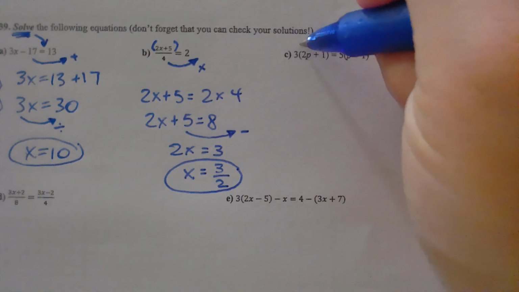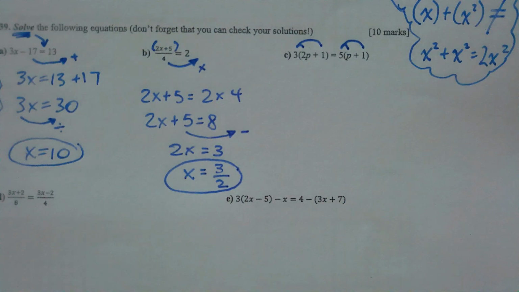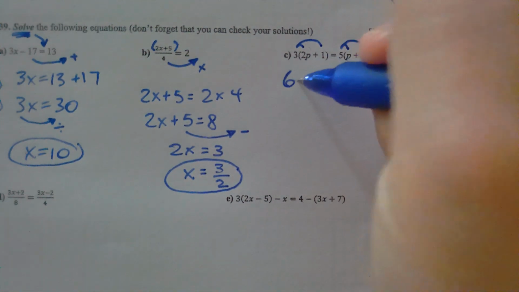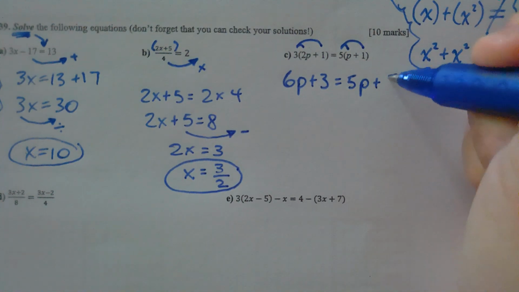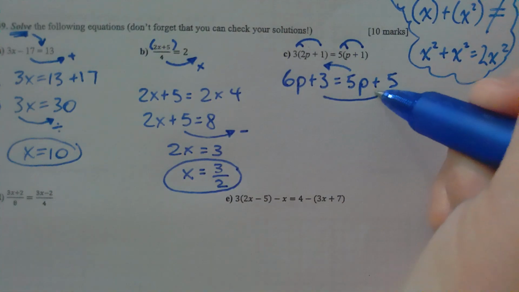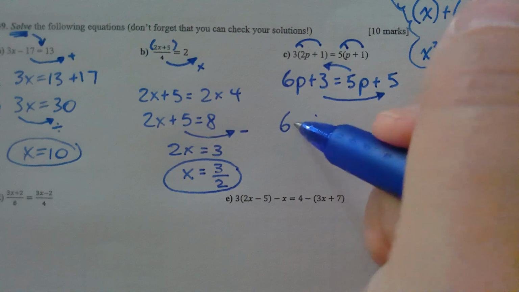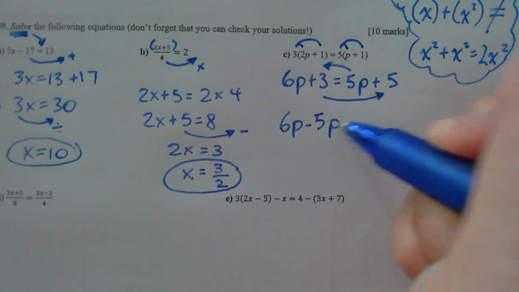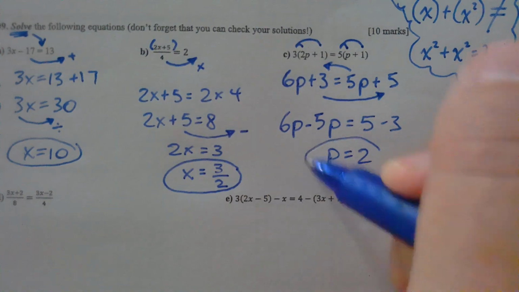Next one, distributive property. So you're distributing, and then the 5 you're distributing to that. So then you get 6p plus 3 equals 5p plus 5. And then when you move the letters to the left, numbers to the right, you get 6p minus 5p, and then you get 5 minus 3. So p is just simply 2.